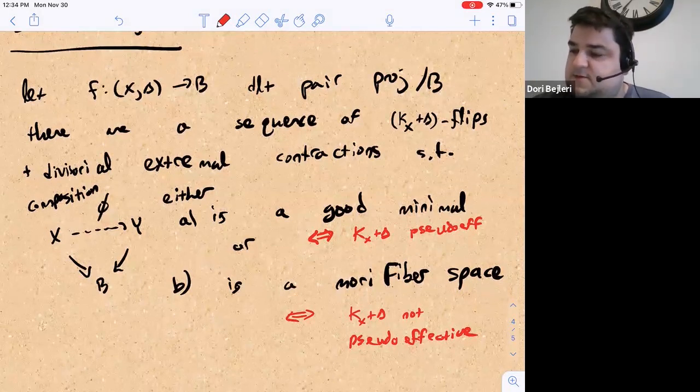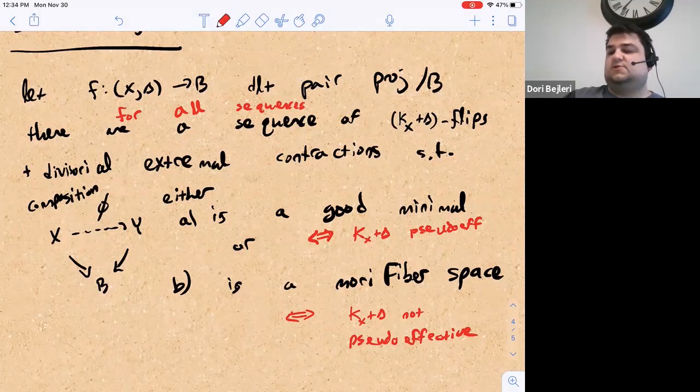And again, here maybe the full conjecture is really that for all sequences of flips or divisorial contractions, you either end up with a good minimal model or a Mori fiber space. Okay, any questions?